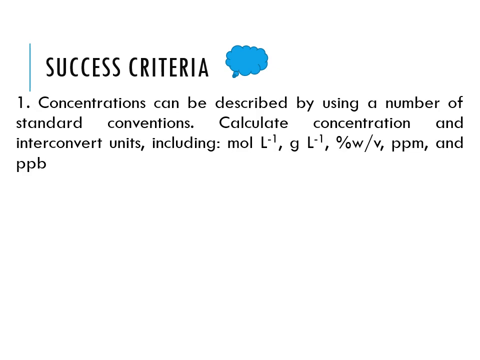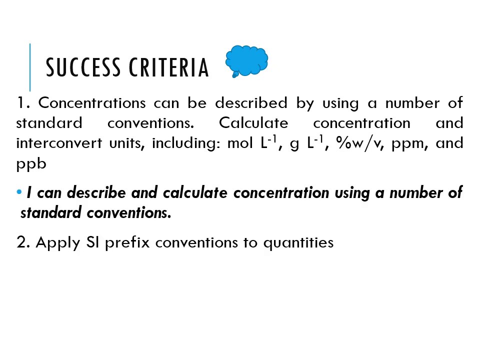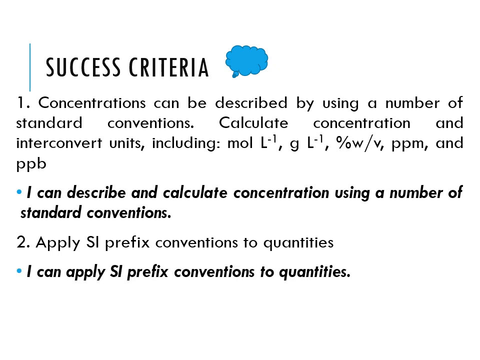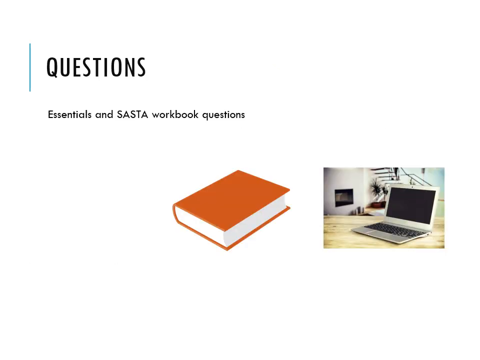So I'm hoping by the end, concentrations can be described by using a number of standard conventions, understanding that we use moles per litre, grams per litre, percentage weight to volume, parts per million and parts per billion very frequently. And that you know how scientific prefixes are used and given in quantities in chemistry. Please complete your Essentials and SASTA workbook questions.